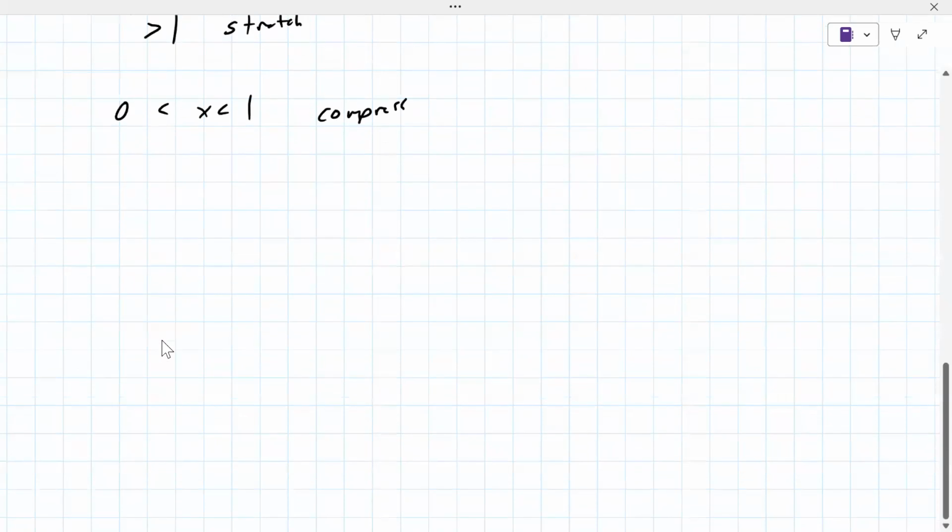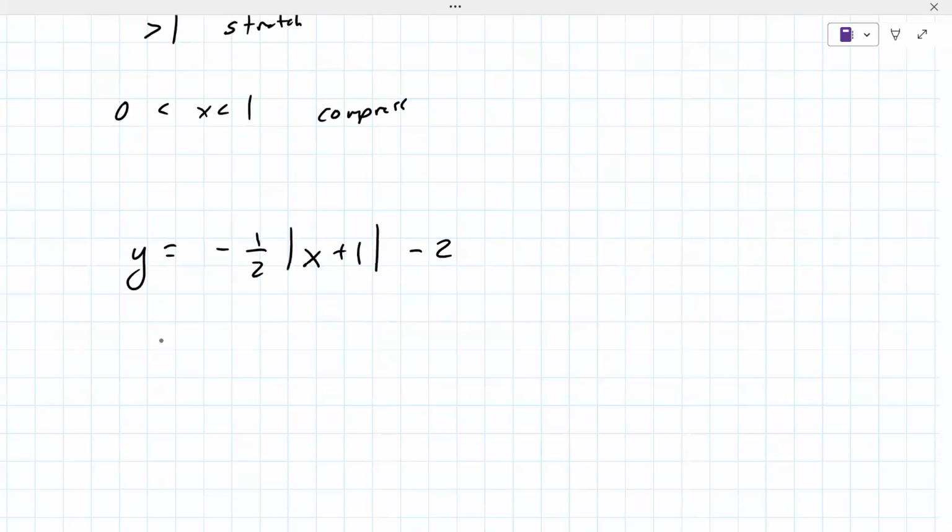So let me give you another one here. Let's say it's y equals -1/2 absolute value of x plus 1, minus 2. This one has 4 transformations. Can you give me those? So compression by 1/2. And you're supposed to add the word vertical. That does matter, although it's not super critical. Vertical compress 1/2.